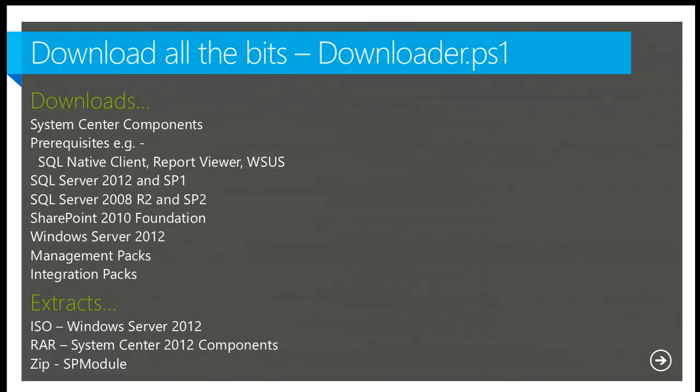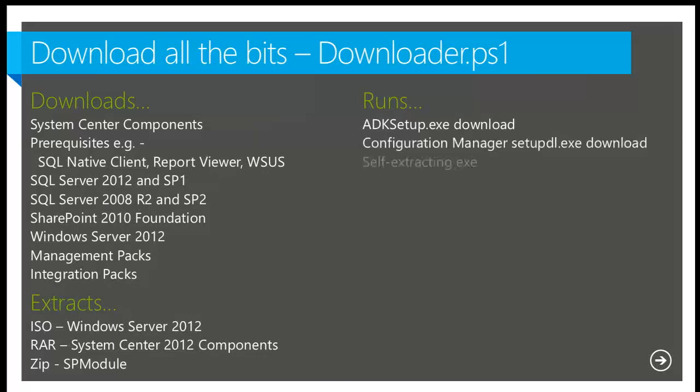And then it extracts them. So some of these things come down as ISOs. Some of them are zips. The System Center components are actually WinRAR files. So anything that needs to be extracted, it will automatically go and extract them. Some of these things need to be run to then go and get other things you need to install.